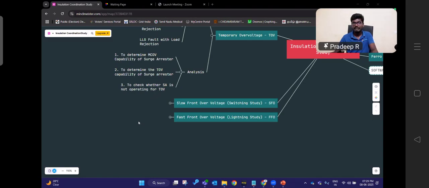Yes, it depends upon the country. A 10% increase in voltage is acceptable. That depends on the country.